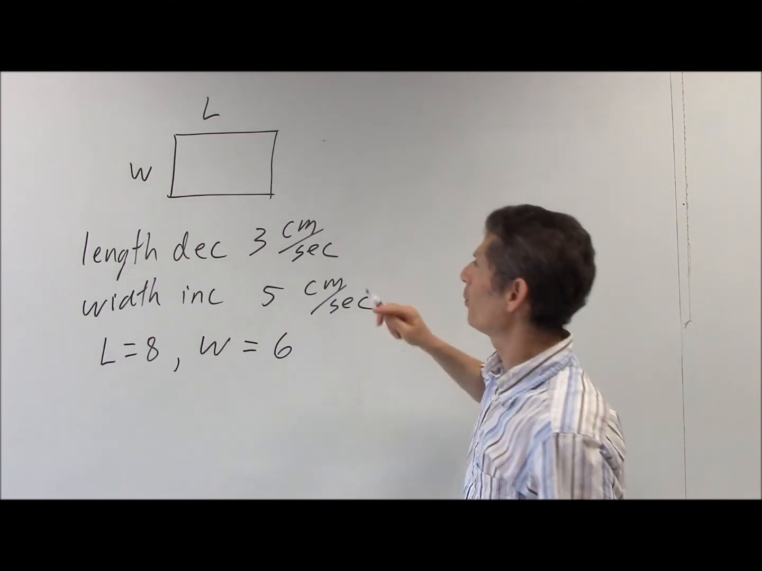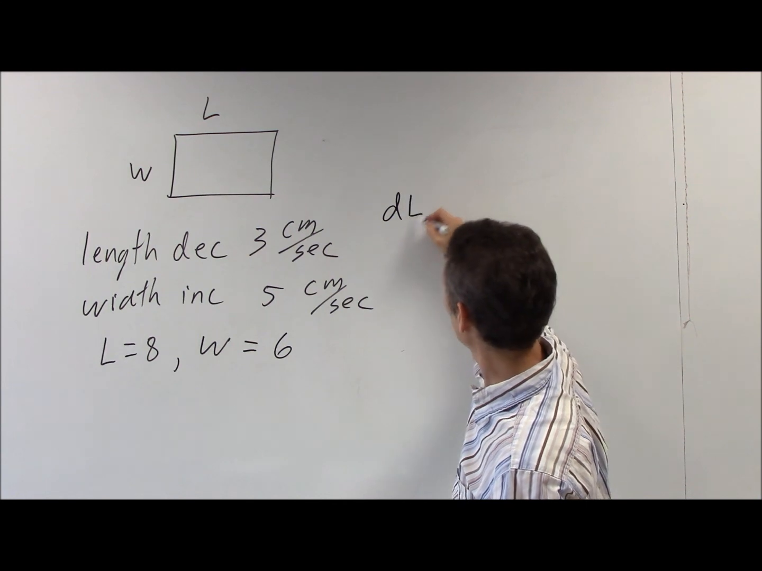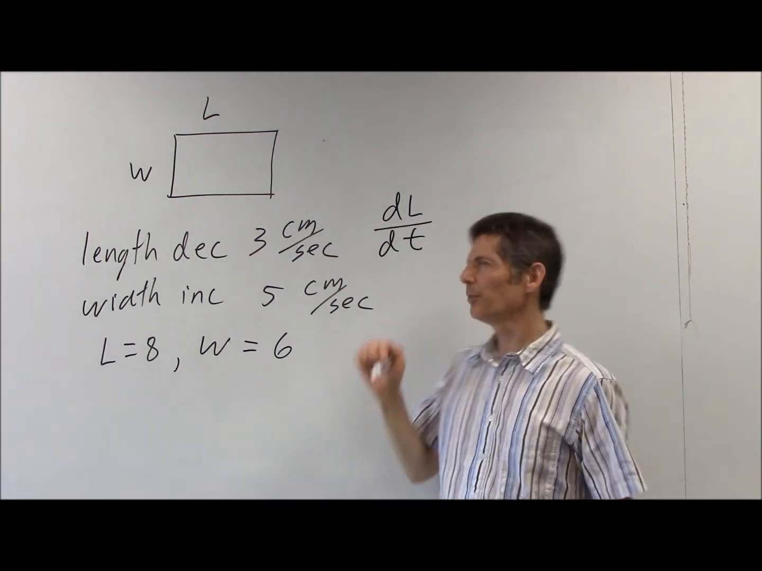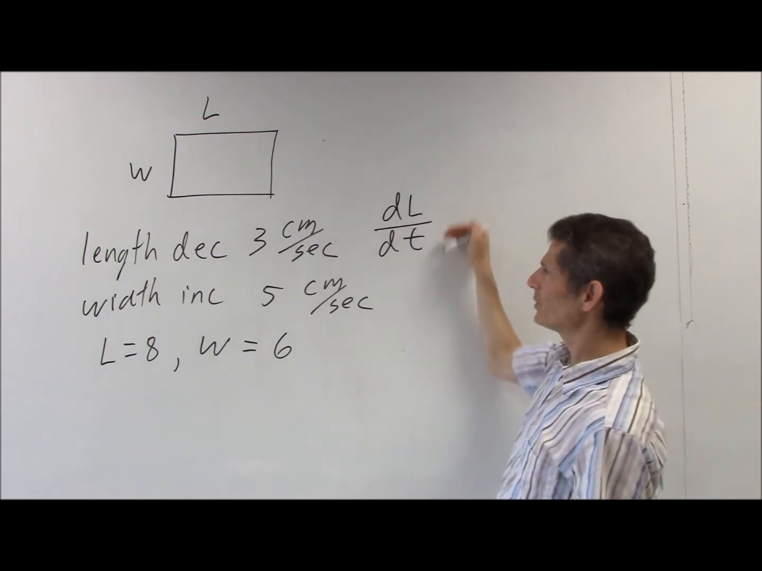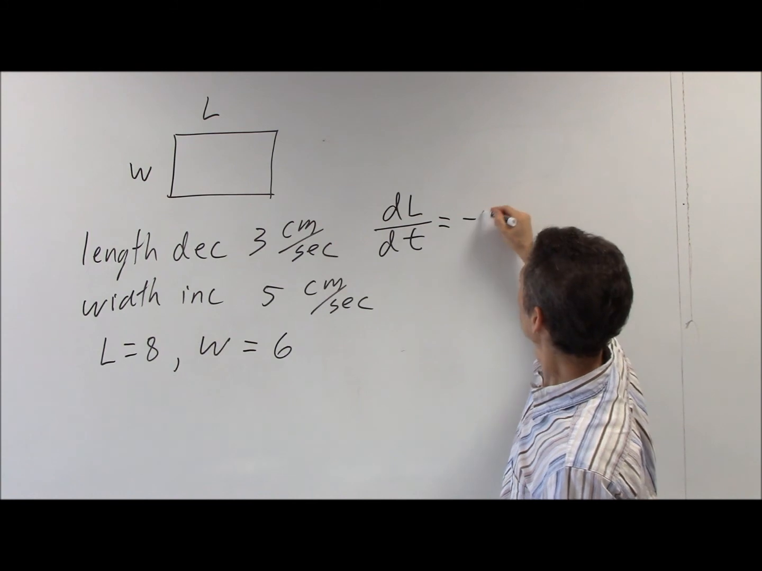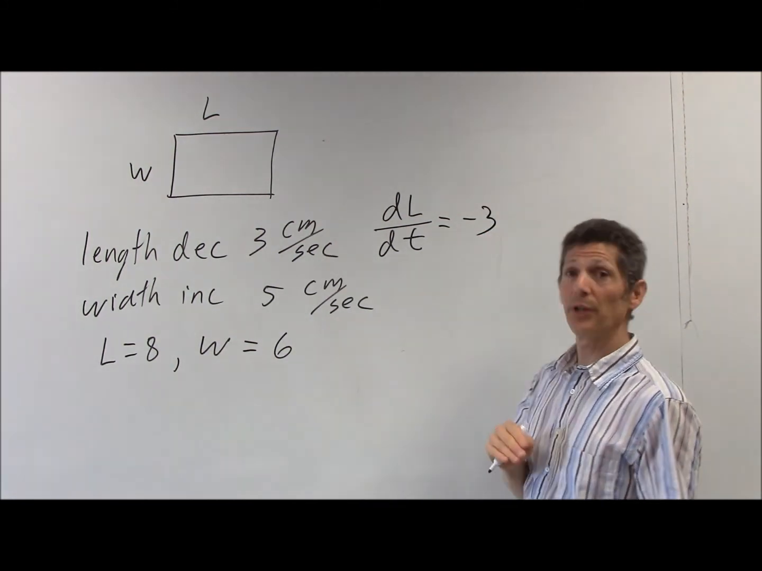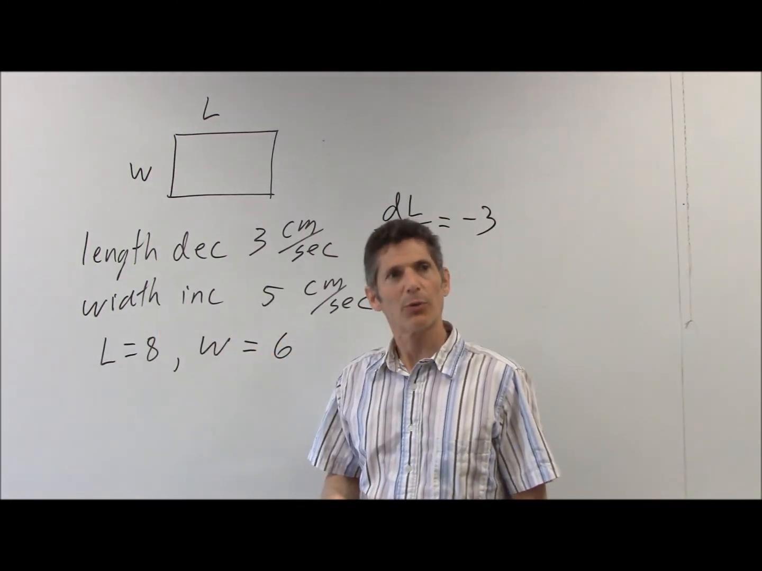So I'm actually going to write that as dl over dt. Remember what that notation means? The length is changing over time. It's getting smaller. It's changing by 3 centimeters a second. So I made it negative, because your length is getting smaller.